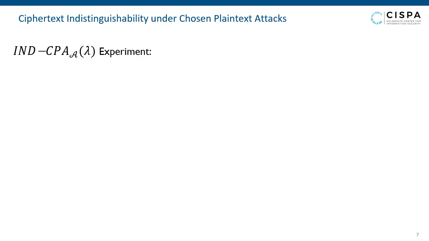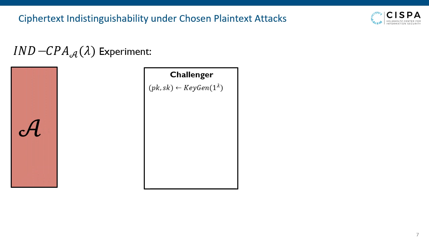So, as always, we define this via an experiment. And how does the IND-CPA experiment look for the case of public key encryption? Let's take a PPT adversary A and a challenger. Of course, first the challenger generates a pair of public and secret keys, PK and SK, and now gives the public key to the adversary. The adversary does some computation, and comes up with two messages M0 and M1 in the plaintext space corresponding to this public key.